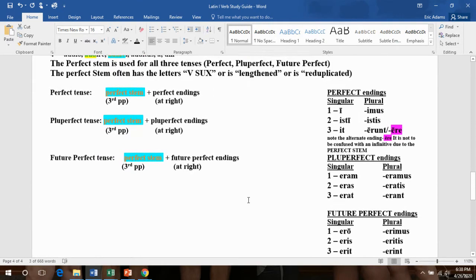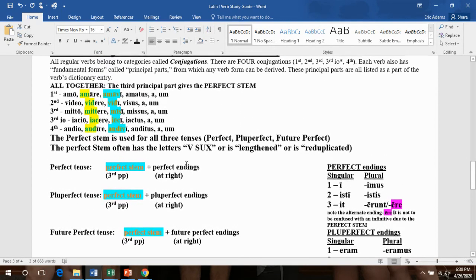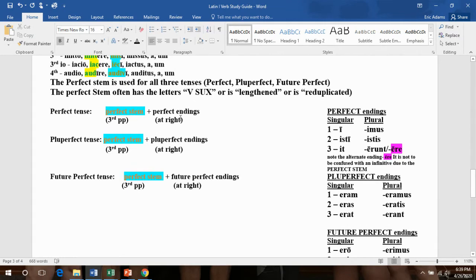So, that's all there is for the pluperfect and the future perfect. It's merely perfect stem. Perfect stem, remember you find that from the third principal part. Very often it'll have a V, like amavi, or audivi, or an S, or a U, or an X, V, S, U, X. It could be lengthened, like veni, or video, videre, visi, well that one actually has the S of the VSUX. Or it could be reduplicated that we see in some instances. But perfect stem, perfect endings, i, isti, it, imus, istis, erunt. Perfect stem, pluperfect endings, eram, eras, erat, eramus, eratis, erant.